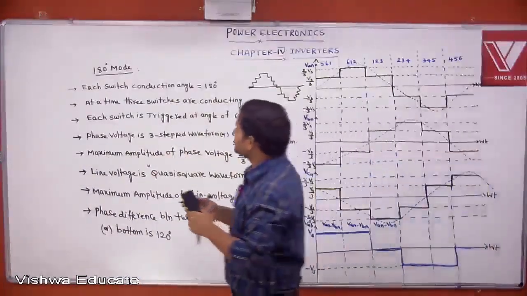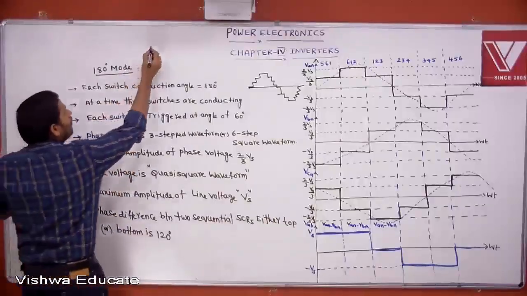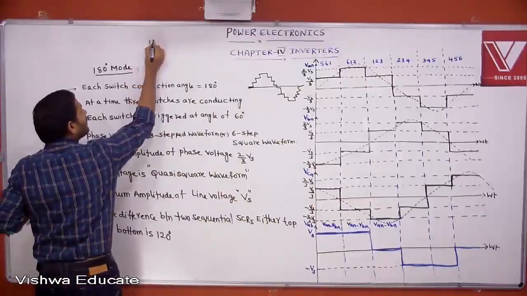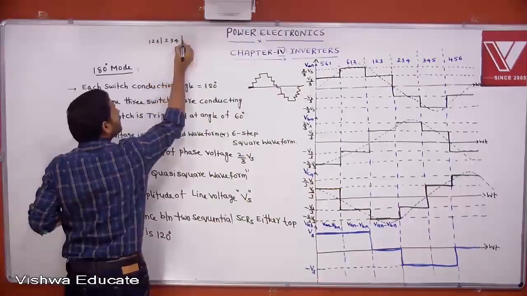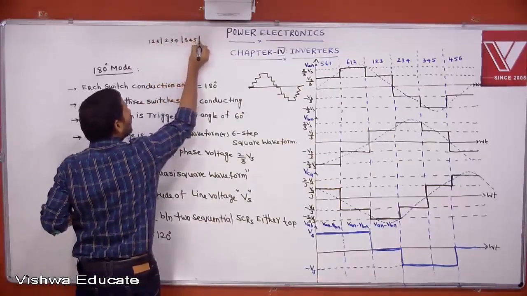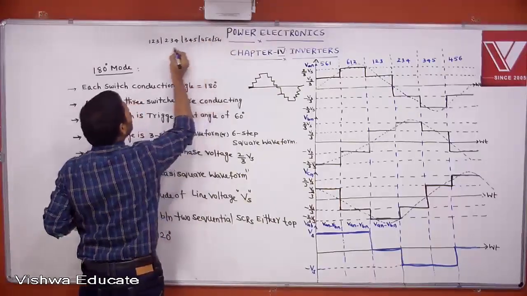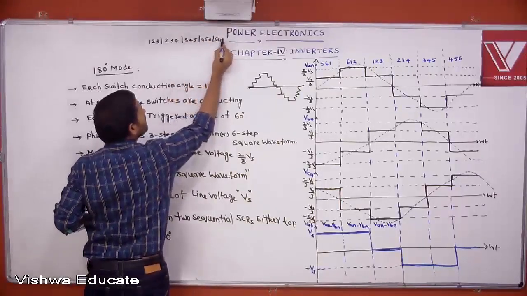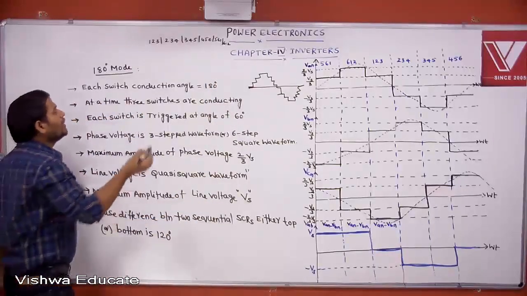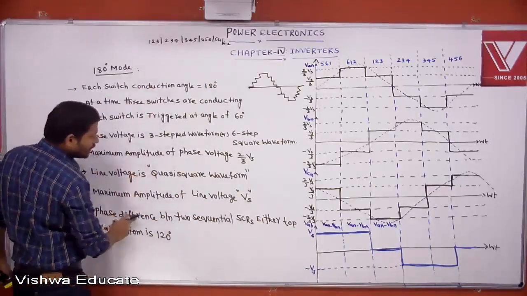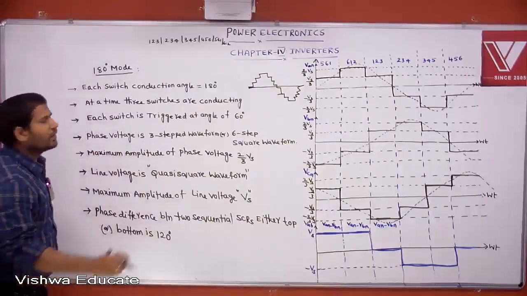Can you accept this? 180-degree mode means what sequence are we allowing? 1, 2, 3, then 2, 3, 4, then 3, 4, 5, then 4, 5, 6, then 5, 6, 1, then 6, 1, 2. Like that we are allowing. Now I am telling the phase difference between two sequential SCRs, either top or bottom, is 120 degrees.